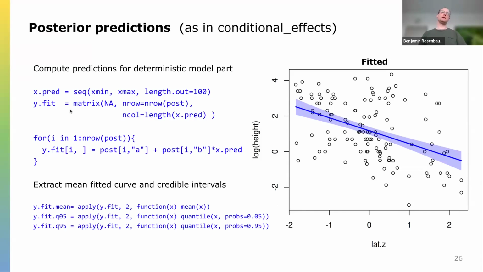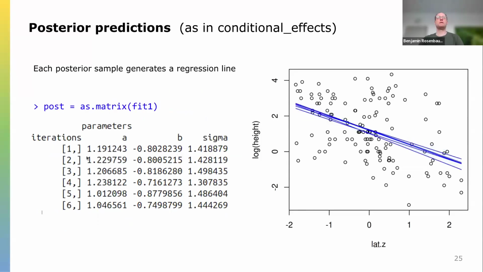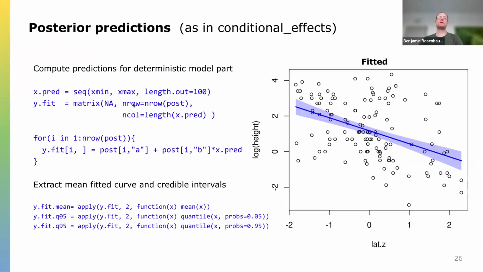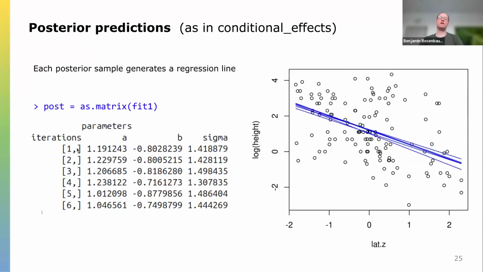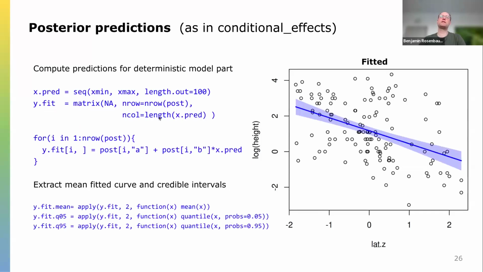And then we are declaring a matrix which is a bit like this, right? Each row of this matrix will contain all the predictions, and each column of this matrix will contain predictions at some location. So each column is a different location, a different predictor value. We choose to do this for 100 predictor values.